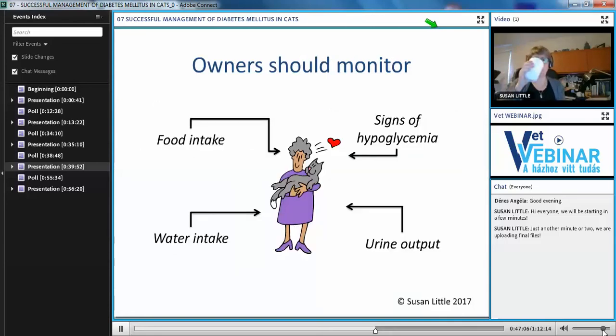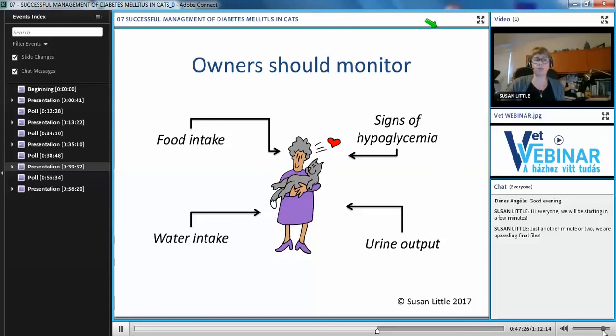So we'll ask them to monitor food intake and water intake, urine output if they're using a litter tray in the house, at least to look at the size of the clumps in the litter pan. And they should be aware of the signs of hypoglycemia. So in cats, the early signs of hypoglycemia are really kind of vague and nonspecific.